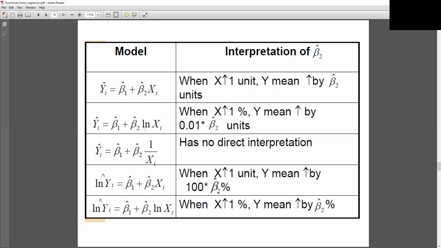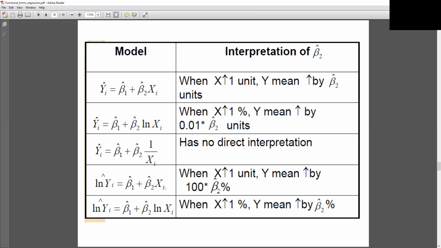Then in the case of the LIN-LOG model, because we're taking log on the x side, y hat is equal to beta 1 hat plus beta 2 hat log xi. It means if x is increased by 1%, then y increases by 0.01 times beta 2 units, right? Then in the case of the reciprocal model, we don't have a direct interpretation, right? Fortunately.